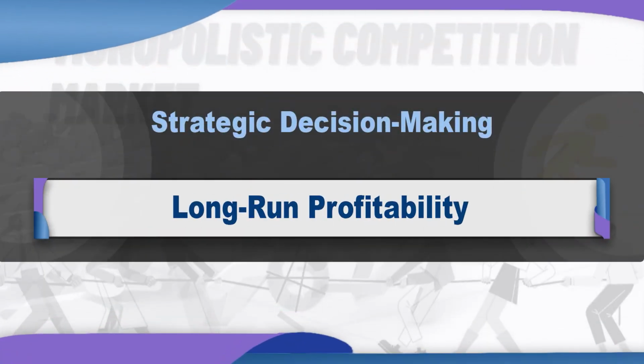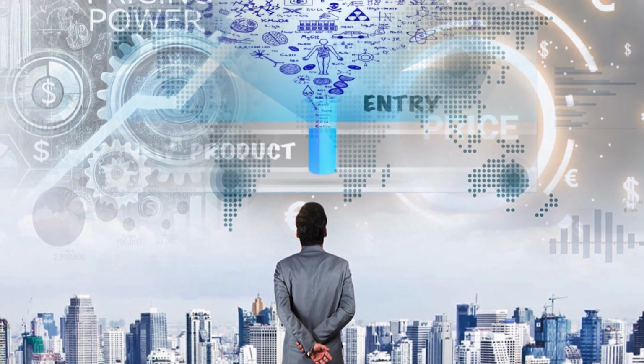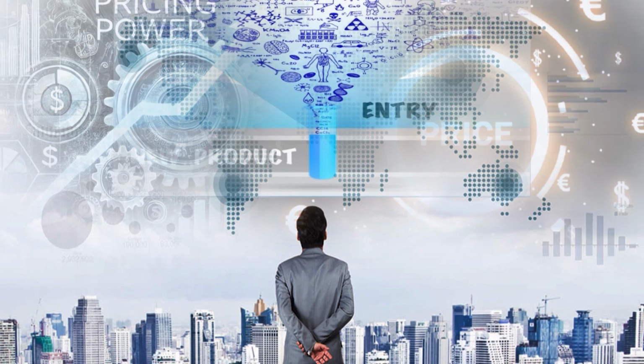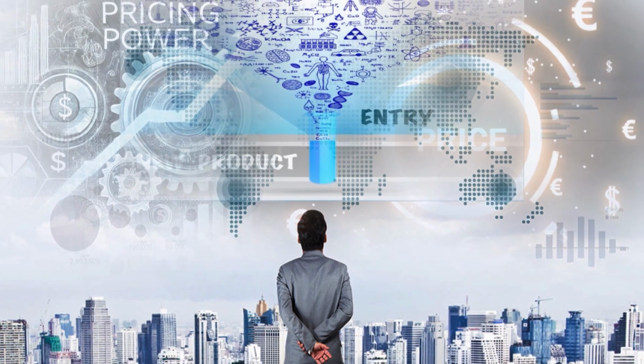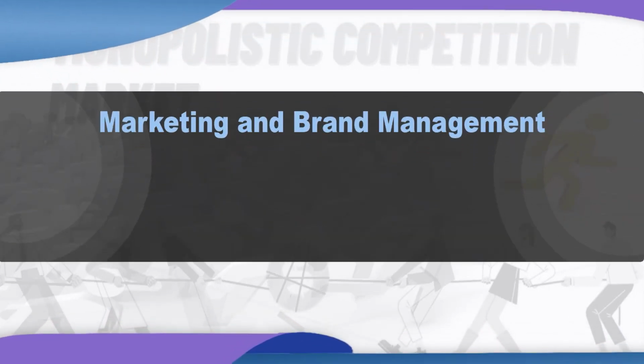Understanding long-term profitability: in the long run, firms in this structure earn only normal profits as new entrants eat away or erode the supernormal profits. Students can use this insight to anticipate the effects of market entry, plan sustainable business models and manage profitability over time. Next is marketing and brand management.